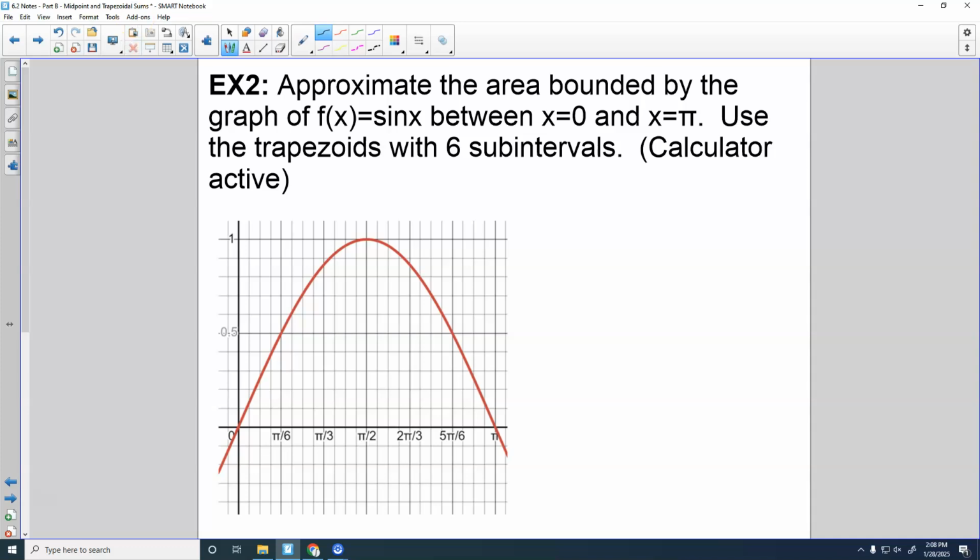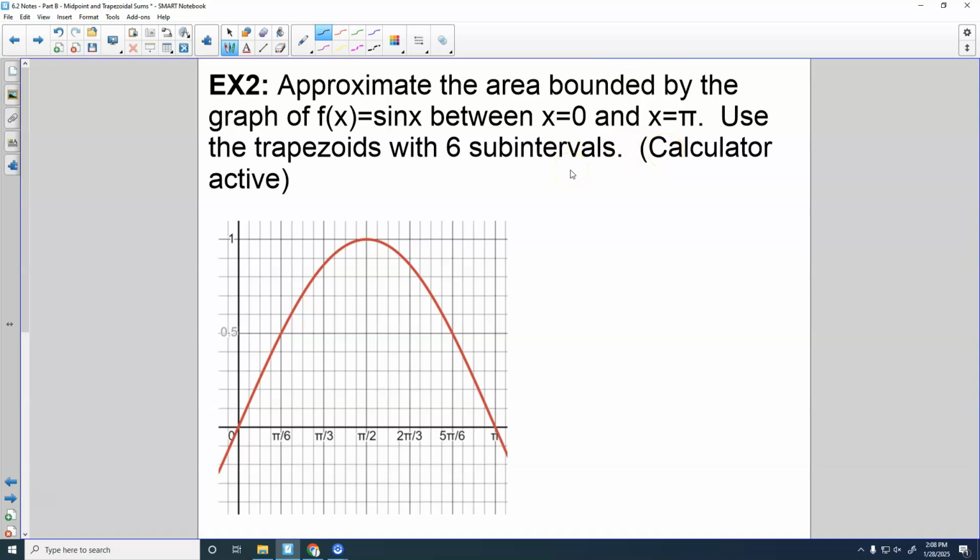So here it asks us to approximate the area bounded by the graph of f of x equals sine x between x equals 0 and x equals pi. Use the trapezoids with 6 subintervals. And this one is calculator active here.